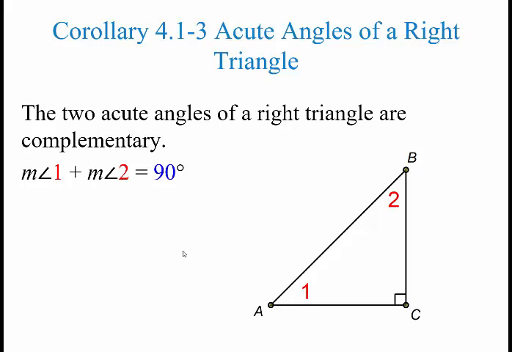So these two angles here sum to the exterior angle's value right here. All right, another corollary. This is acute angles of a right triangle. The two acute angles of a right triangle are complementary. So if this angle is 90 degrees and they must sum to 180, well, then it must be that angle 1 plus angle 2 is 90 degrees.